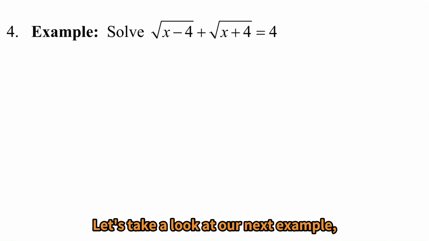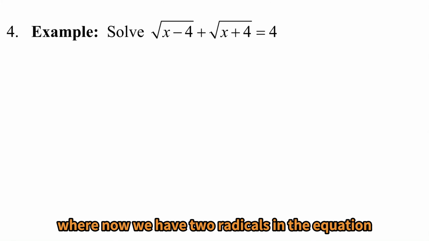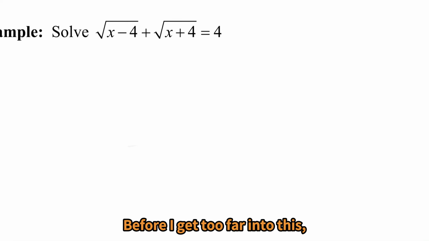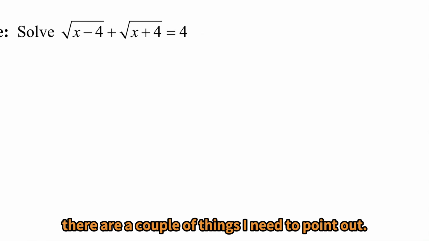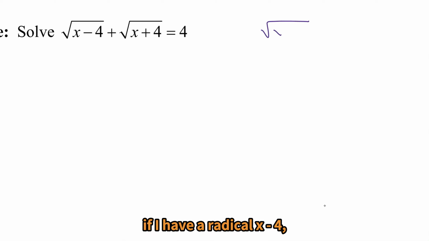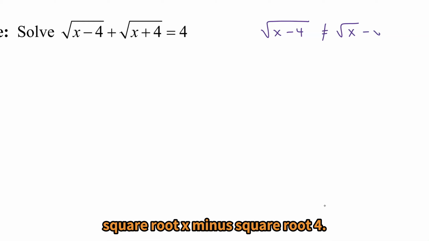Let's take a look at our next example, where now we have two radicals in the equation. The square root of x minus 4 plus the square root of x plus 4 equals 4. Before I get too far into this, there are a couple of things I need to point out. The first one is a reminder about radicals: if I have the radical of x minus 4, this is not the same as the square root of x minus the square root of 4.